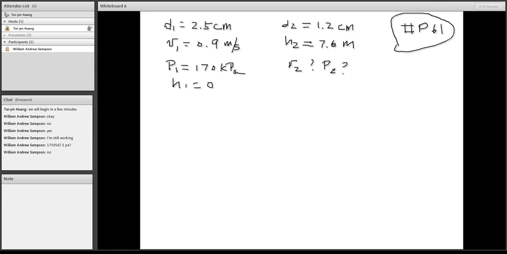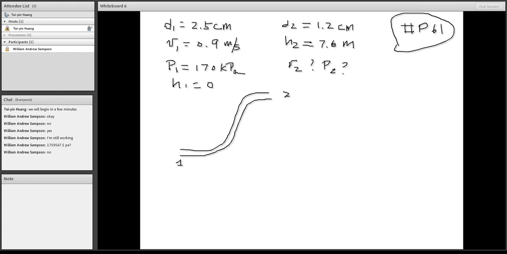So when you read the problem, you want to also draw the diagram so that you can define your coordinates. And so what we have here is the ground floor that goes to the second floor, something like this. So this is your point 1, and this is your point 2. Because we define h1, or y1, as 0, in this case the second floor, y2, is 7.6 meters above the input point, and the diameter of the channel is given, not the area.